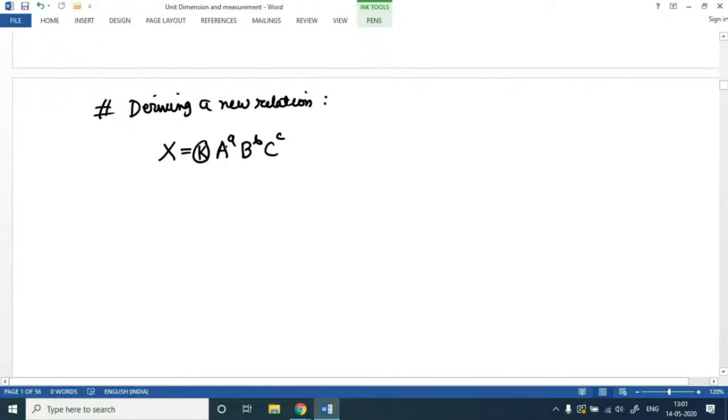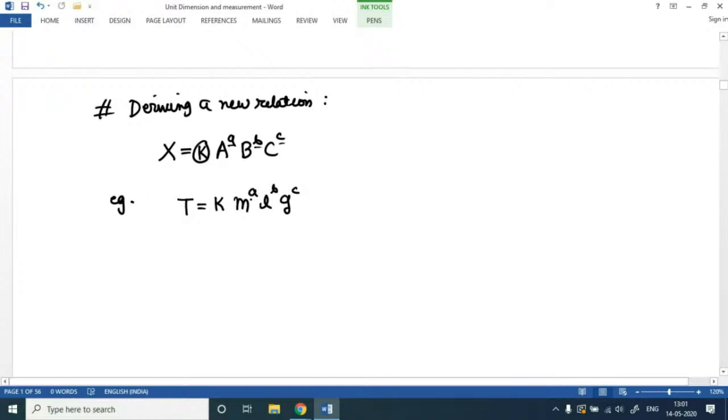So we wish to find out the values of a, b, and c. Just by comparing the exponents of dimension, we will be able to do that. For example, let's say the time period of a simple pendulum depends upon the mass of the bob, the length of the string, and the gravitational acceleration. So let's represent it as m to the power a, l to the power b, and g to the power c. And let's introduce a dimensionless physical constant coefficient here, that would be k.